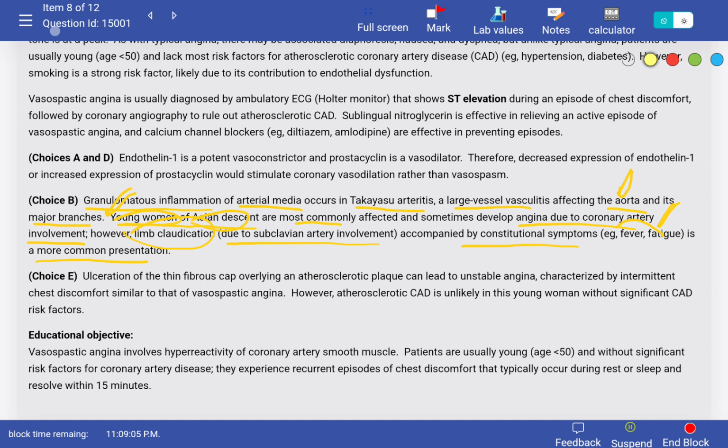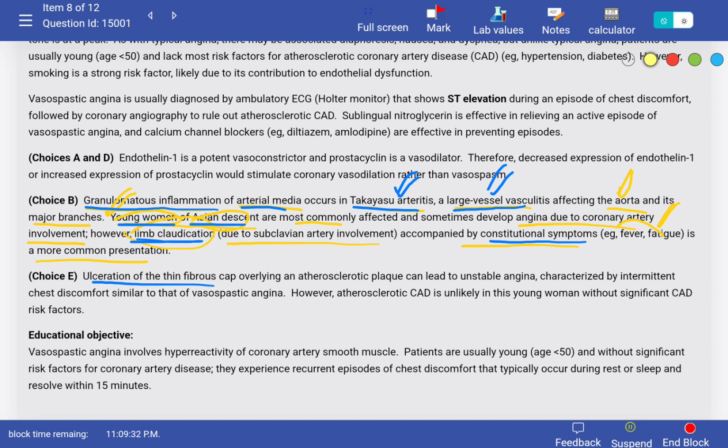So what is the more common presentation? Let me highlight this: limb claudication with constitutional symptoms, right? And they would have mentioned a young woman of Asian descent, right? That would be the case of Takayasu arteritis. So granulomatous inflammation of arterial media, which is a large vessel vasculitis. Point to be noted.